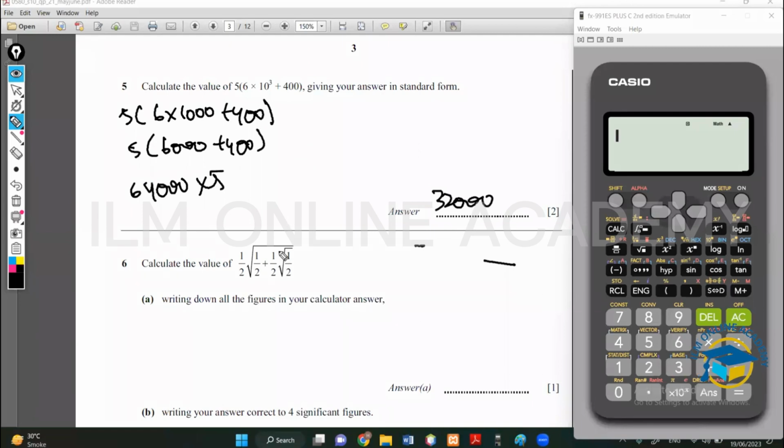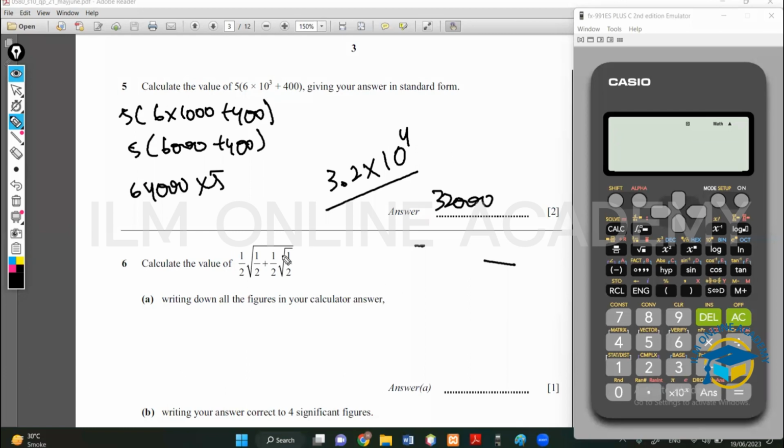So now the next question is question number 6, and here we have to calculate the value of this expression. Here we have to write the answer in the standard form. So in the standard form, the answer would be 3.2 exponent 4. Now we have to calculate this value through the calculator. Write down all the figures in your calculator answer.